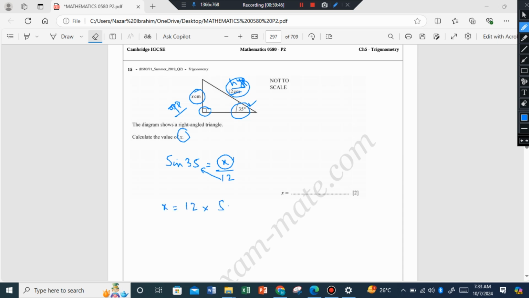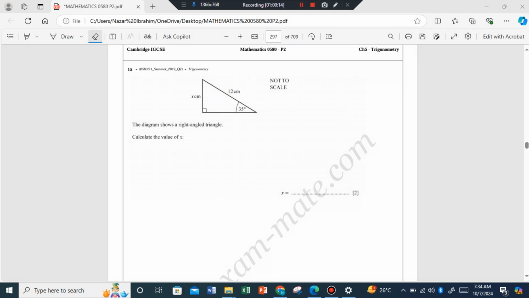We'll use the calculator. Put the values, put sine 35, you will get the value of that into 12. So what is the answer? 6.88 centimeters. What I'm getting is 6.88 centimeters. Clear? Okay.